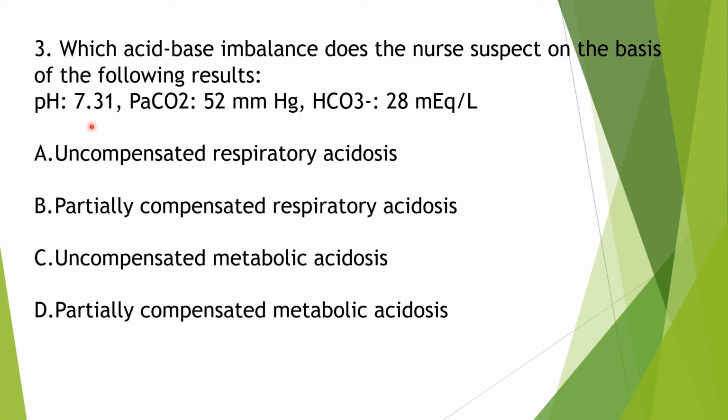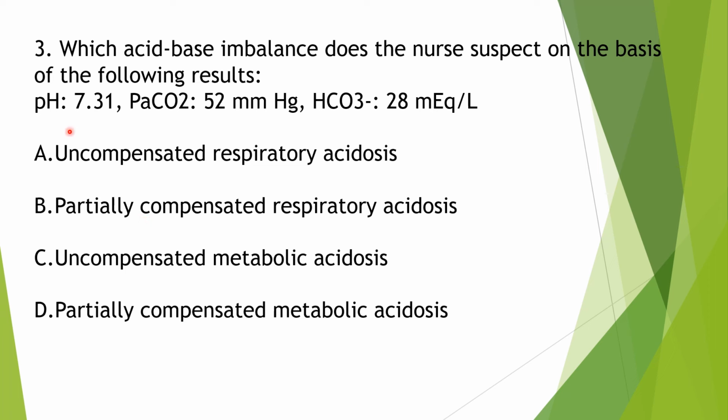pH is 7.31, partial pressure of carbon dioxide is 52 mm of Hg, bicarbonate 28 milliequivalents per liter. Here some terms like uncompensated and partially compensated have come. So you need to have an understanding of what is compensated, fully compensated, uncompensated and partially compensated. In the next slide we will be dealing with it in detail.